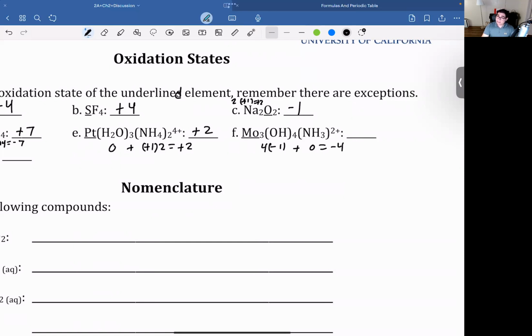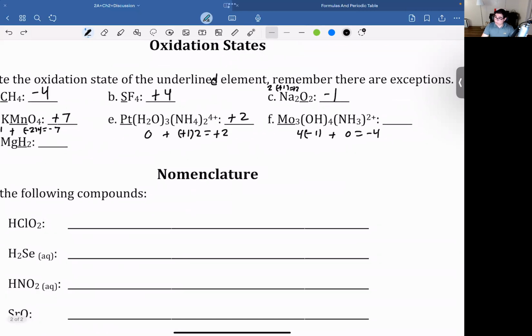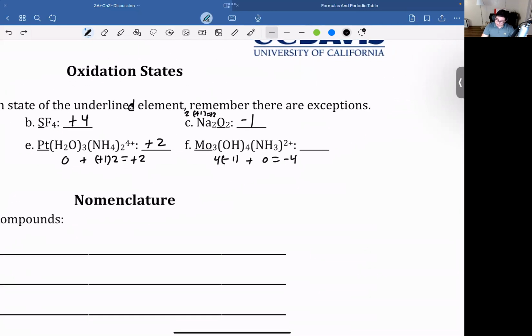Then overall, this has a charge of 2+. So molybdenum has to be what charge? Actually, let's make it a little more general. The 3 molybdenums from this molecule have to have overall what charge? The answer is 6, right? So these 3 must contribute a +6. -4 plus 6 gives you +2.